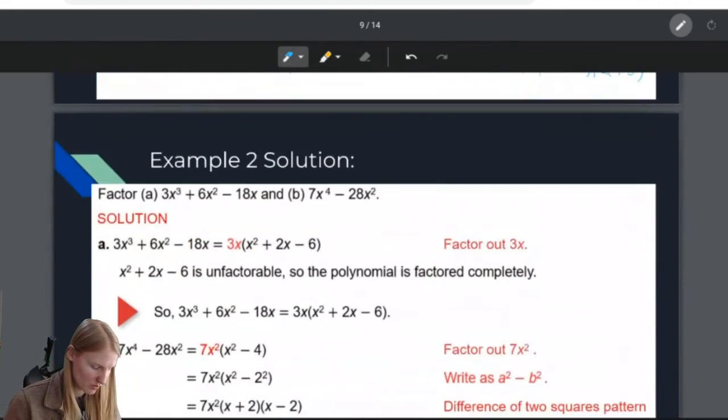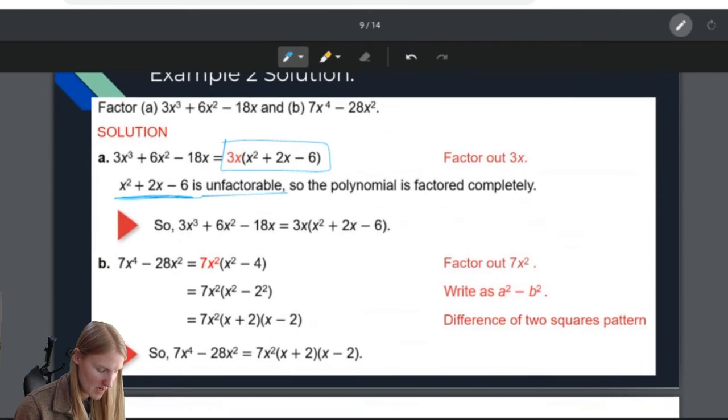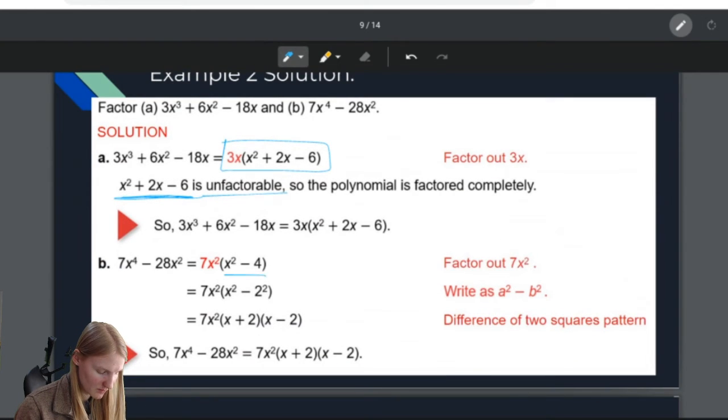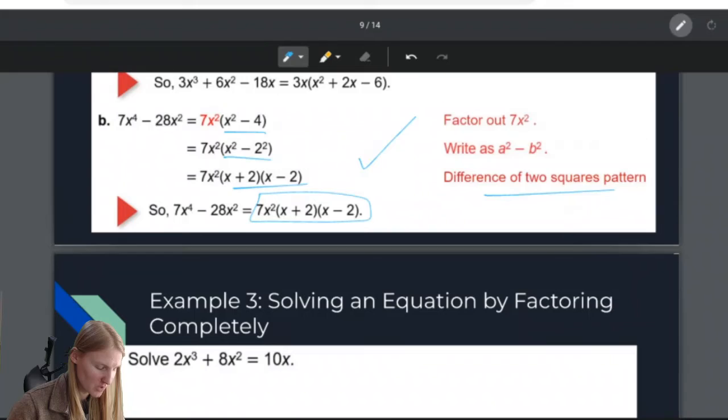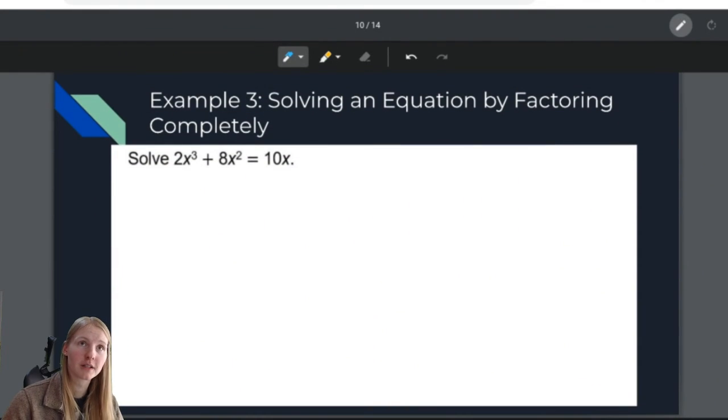Let's check and make sure that we were right. Yes, x squared plus 2x is unfactorable, so this is factored completely. And then, yup, difference of 2 squares pattern. Perfect. We were right. One more example for you today, and then it is homework time.